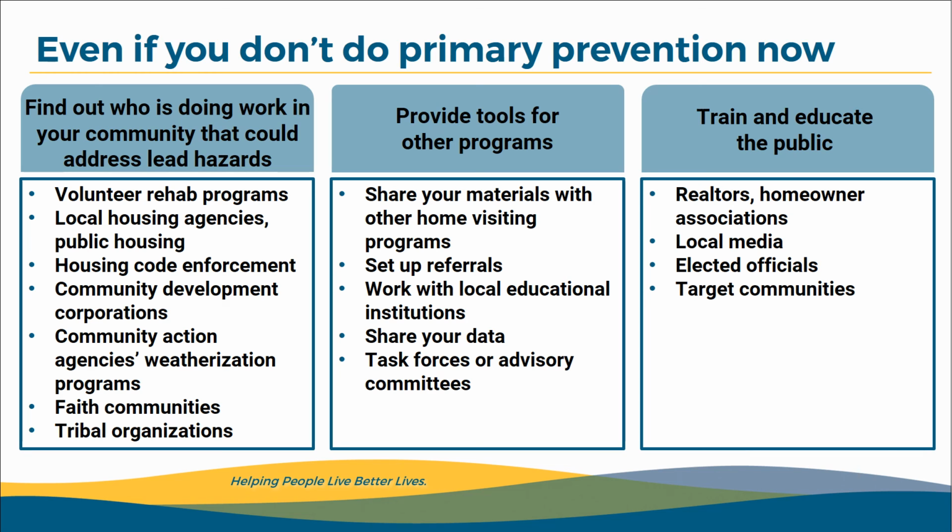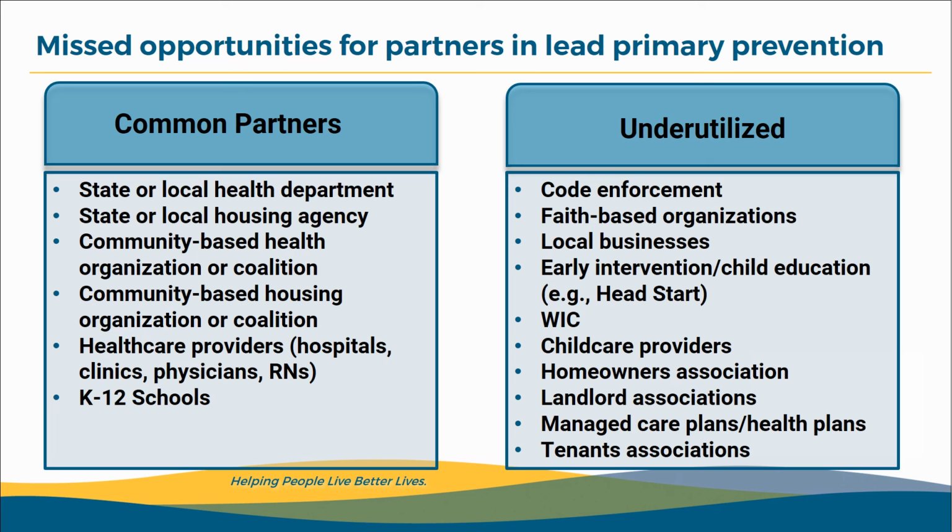Think also about how your program could do more to educate and build support for reducing exposures through outreach to community groups and key stakeholders. Keeping community awareness high about the dangers of lead exposure helps to build a climate for action. When thinking about partners in primary prevention, don't just think about your program's usual partners. We have a lot of opportunities to build collaborations.